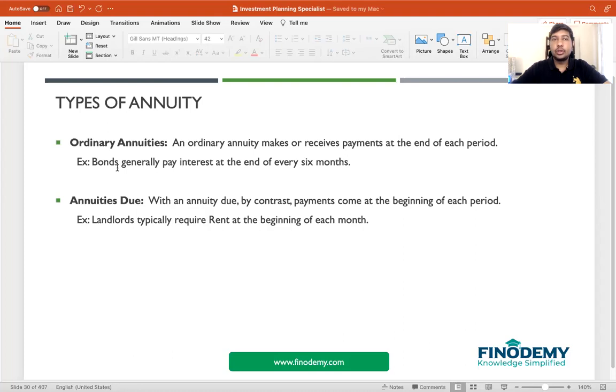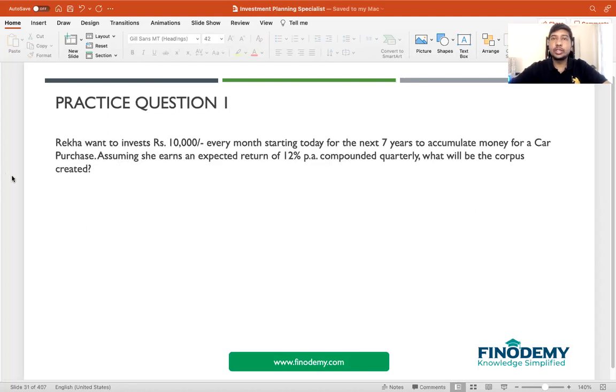So assuming that you've understood the difference between ordinary annuity and annuity due, and when to take SET as BEGIN and when to take SET as END, we will move on and do the calculation. There are some practice questions that we'll be doing so that the concept of the time value of money becomes clearer. In this example, Rekha wants to invest 10,000 rupees every month, starting today for the next 7 years to accumulate money for a car purchase. Assuming she earns an expected return of 12% per annum, compounded quarterly, what will be the corpus created?